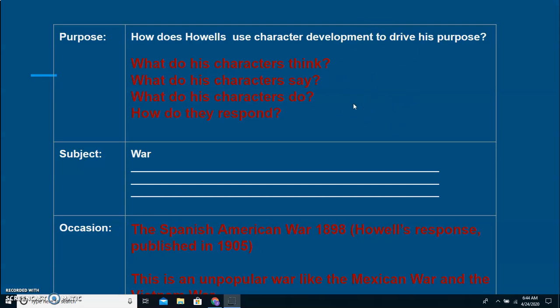where you discuss what we just talked about on the previous slide, how Howells is considering realism versus idealism and romanticism, and how he is revealing different ideology in war, right? Those are the purposes. So you go ahead and do about a paragraph on this part.